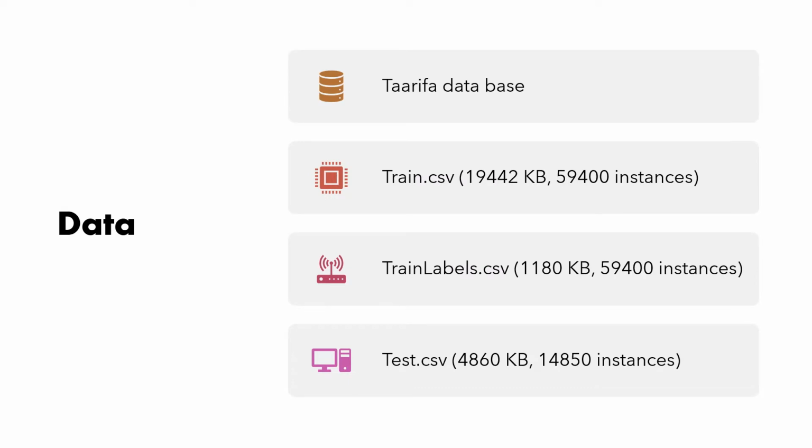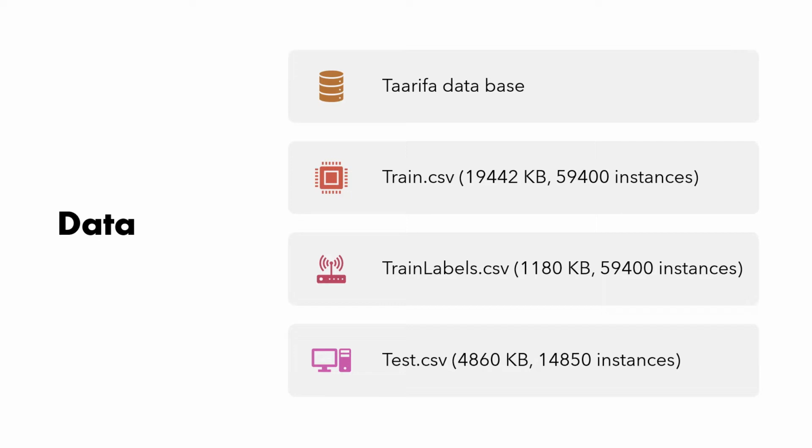So looking at the data, the drivendata.org acquired the data from the Tarifa database, which holds all sorts of different infrastructure data for various regions of Africa. And specifically for this project, they took in data for the water pumps. And the train data file had 40 different variables.